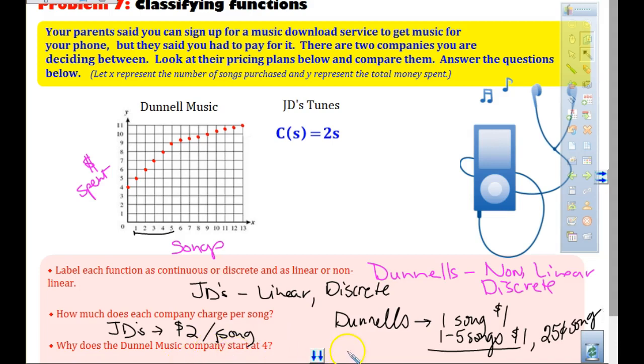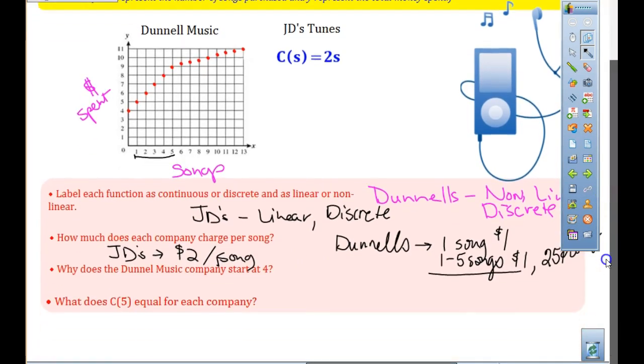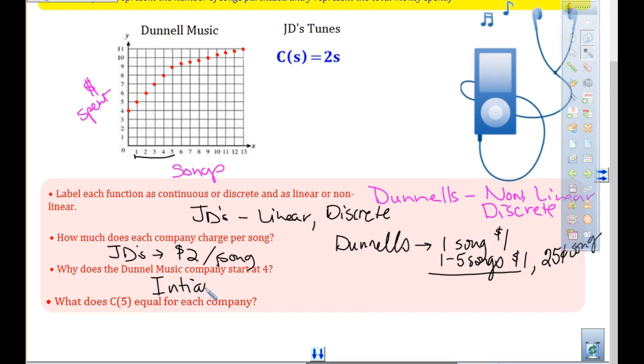So it says, why does Danelle's music start at $4 if we are looking at that? The reason it starts at $4 is that's like your initial fee, right? You have to pay this initial fee up front, right?